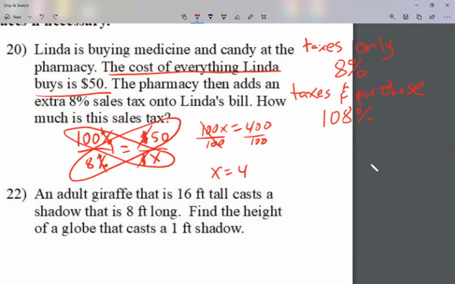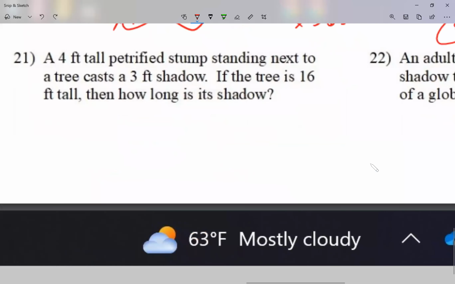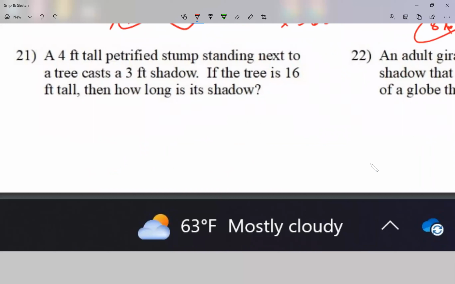Let's take a look at question number 21. A 4 feet tall petrified stump standing next to a tree casts a 3 feet shadow. So there's something standing up that is 4 feet tall, and it has a shadow that is 3 feet. Maybe the shadow is a little bit smaller. Let me connect this so I see it as a triangle.